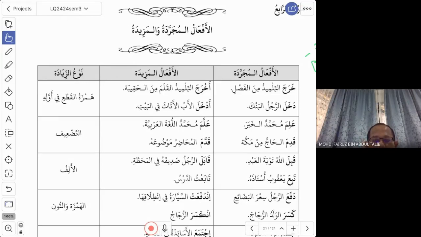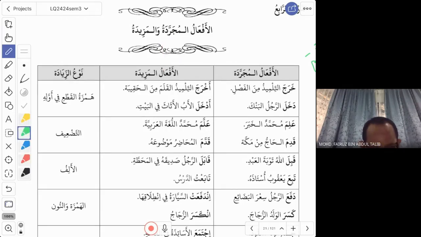So these are all the fi'l, but there is another kind of distinction when it comes to fi'l. We call it al-af'al al-mujarrada, or we simply call it fi'lun mujarrad, and another one is al-af'al al-mazida, or we call it fi'lun mazid.